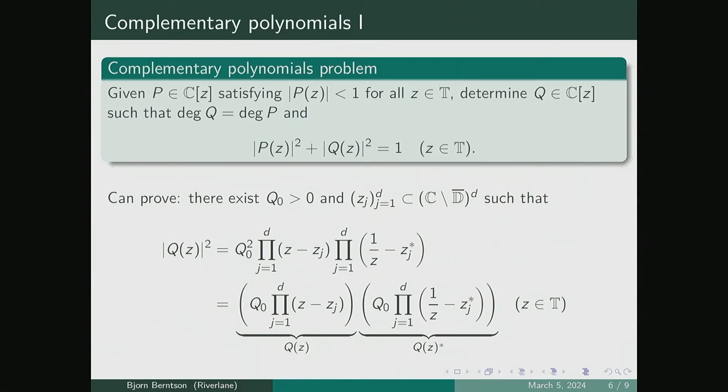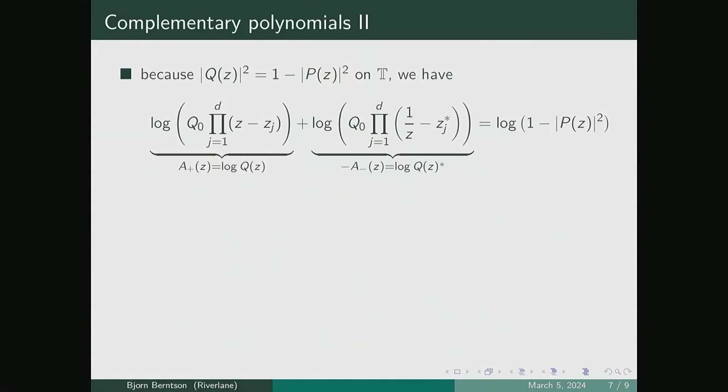So this equation holds on T. We're going to take logarithms of this equation on T and use the fact that we have this relation between q and p. So taking logarithms, we get this equation. We get two terms on the left-hand side. The first we can identify with a plus. The second we can identify with minus a minus. And the right-hand side we can identify with the jump function.